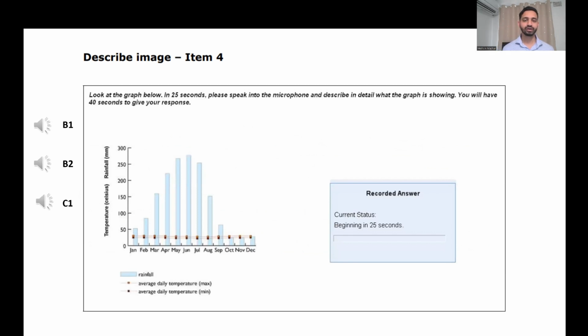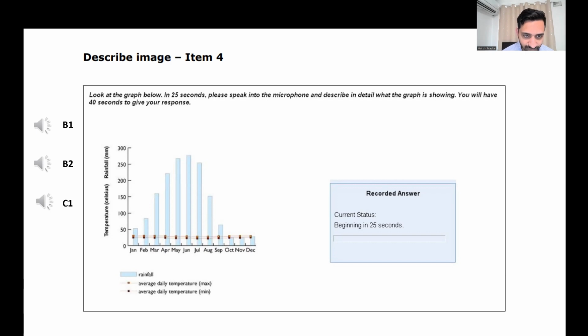All right, I hope you had a chance to look at the graph. The topic sometimes is not at the top, so you have to look at the bottom sideways. You need to find the topic. So here the topic is rainfall, right? So this is talking about rainfall, and there are two lines on the graph. We've got average daily temperature.